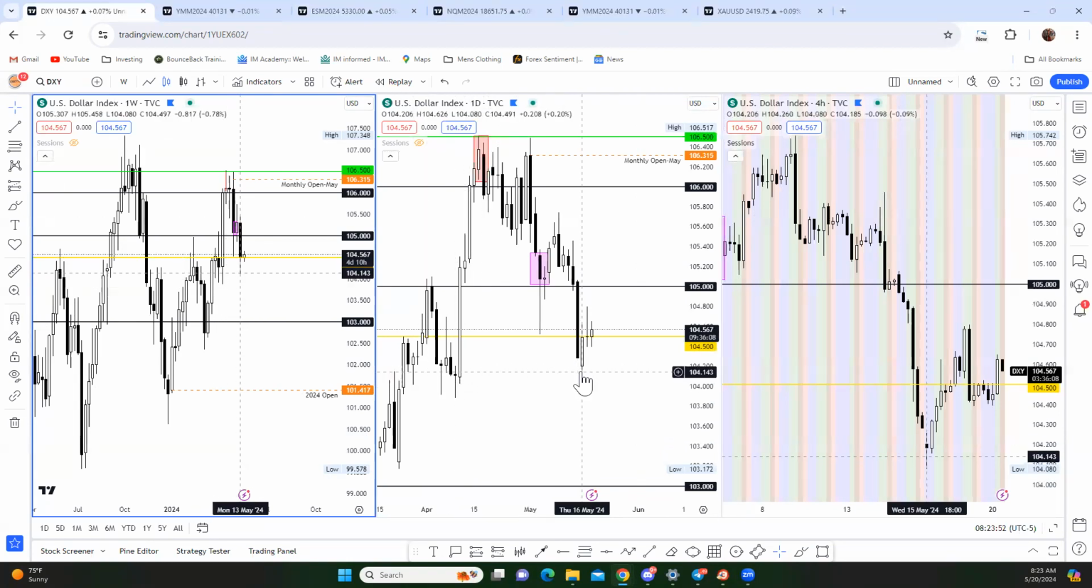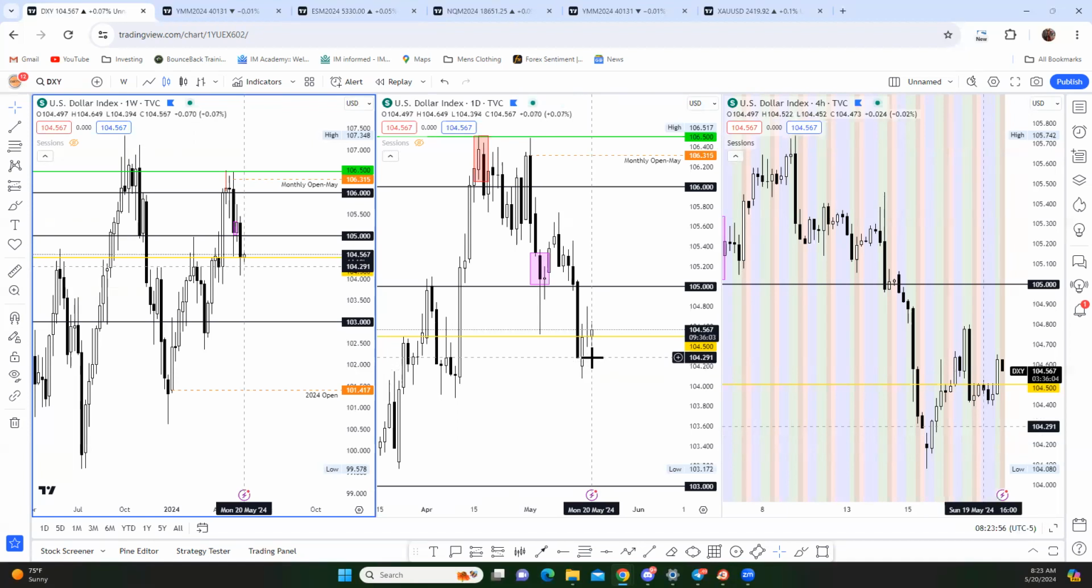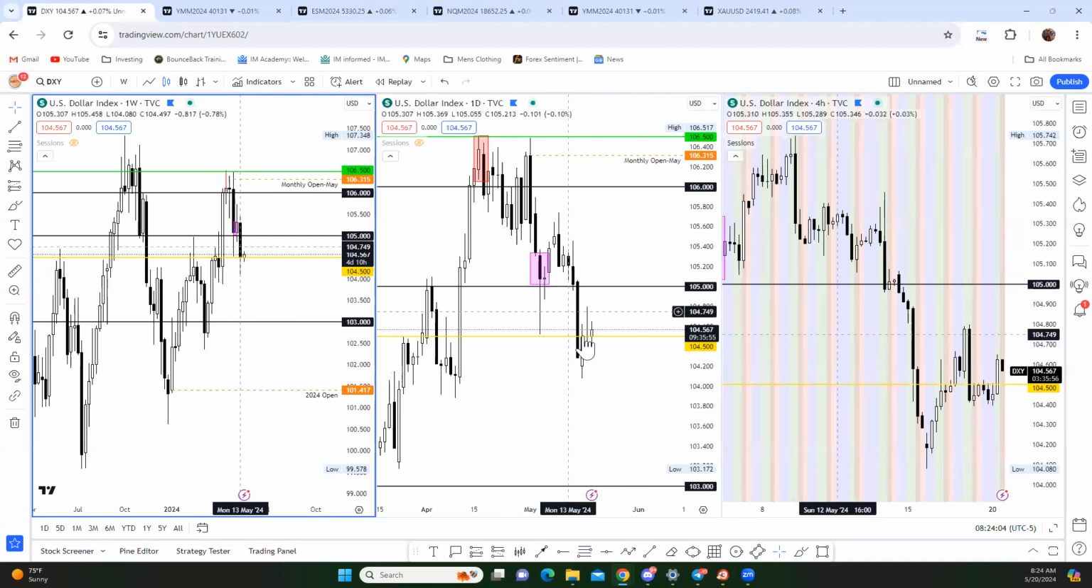Then we had a nice bullish day for Thursday, kind of an indecision day Friday. And then what I'm anticipating today and to start this week, going into Friday, which will be our last day, is that we might get some upside from this weekly daily level off dollar index into the 105s.